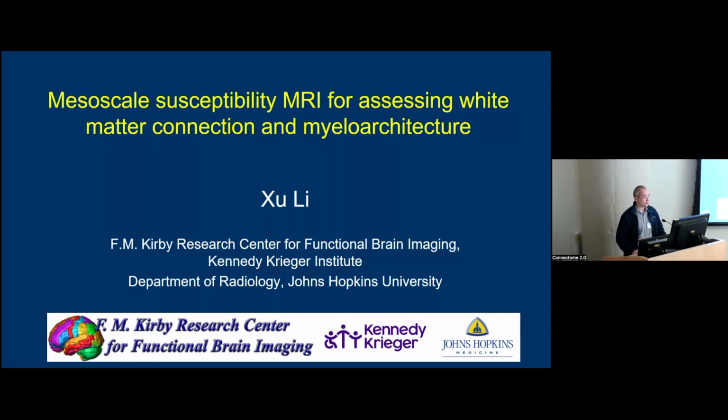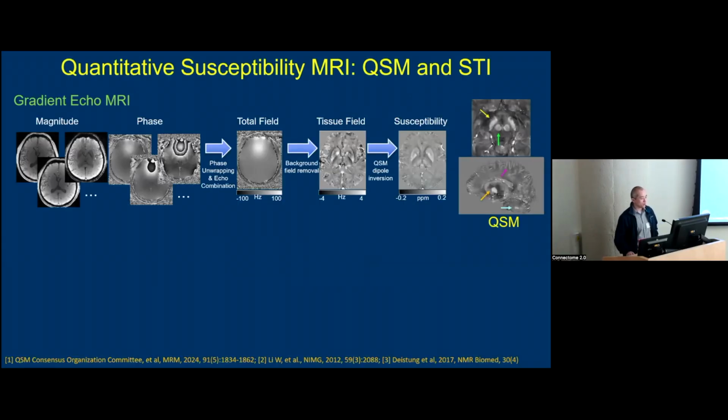For doing mesoscale imaging to assess white matter connections and myelin structures. So we know the tissue magnetic susceptibility can be an important MRI image contrast to reveal important information about the tissue composition and also microstructure.